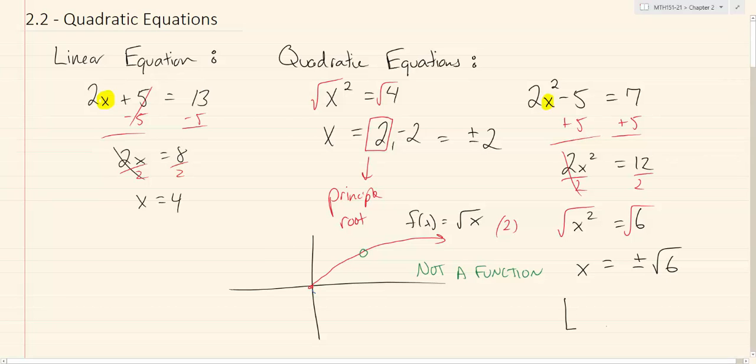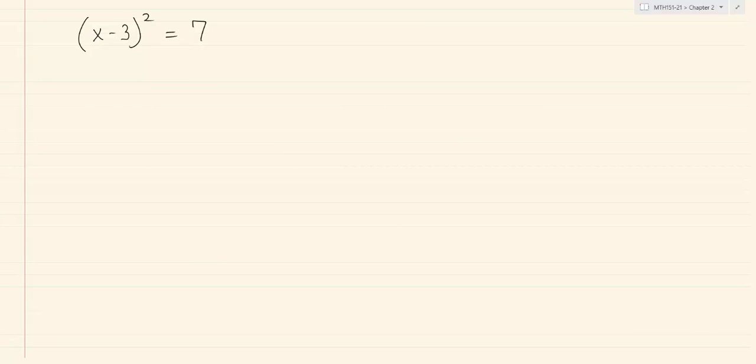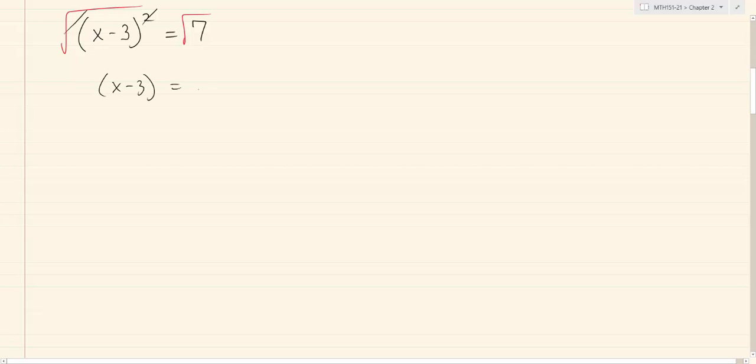When you are typing this into the computer system, SQRT 6, comma, negative SQRT 6. What's your first move here? Square root both sides, right? So the square and the square root cancel each other, and you are left with just x minus 3 equals plus or minus the square root of 7. Add 3 to both sides. So you get x equals 3 plus or minus the square root of 7.